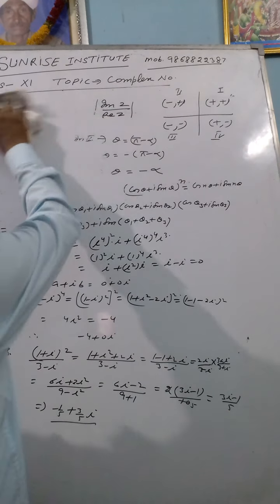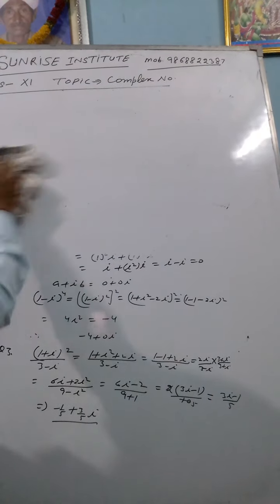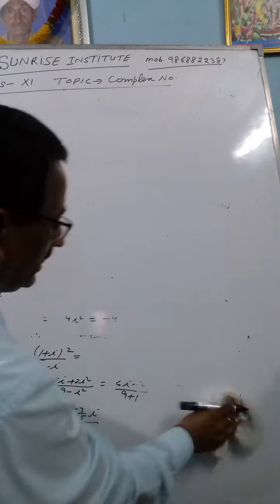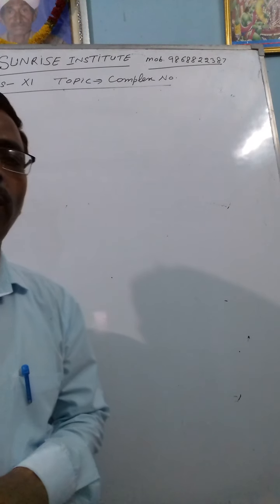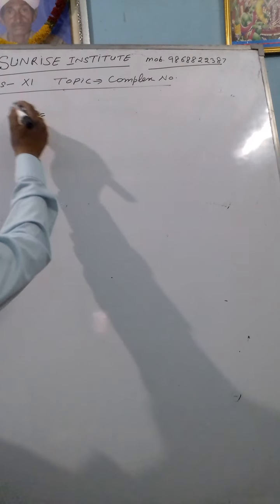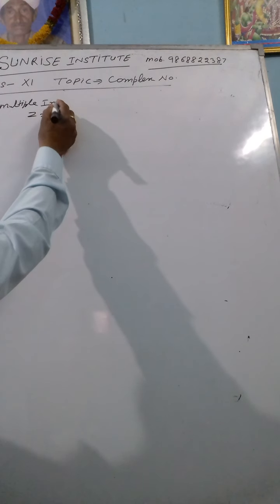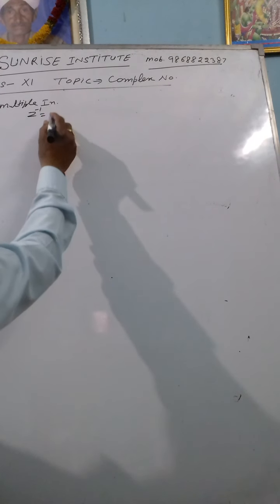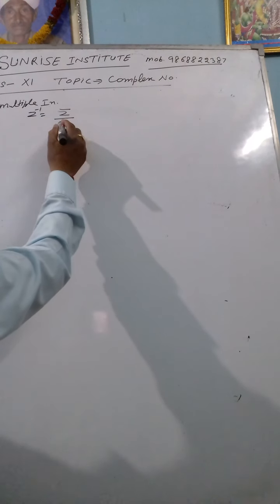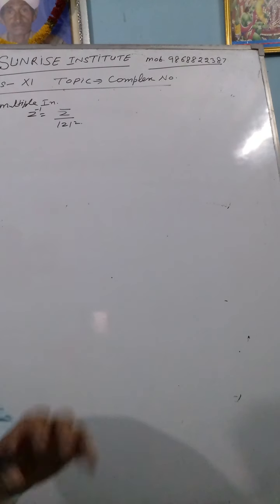Take some more examples based on multiplicative inverse. Z inverse equals conjugate of z upon modulus of z square. Okay student, that is the multiplicative inverse.